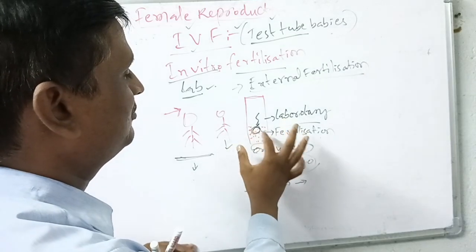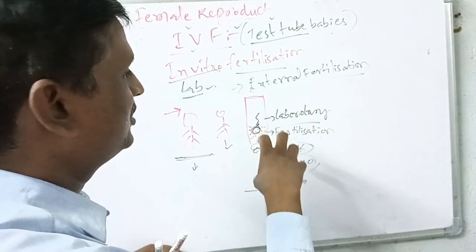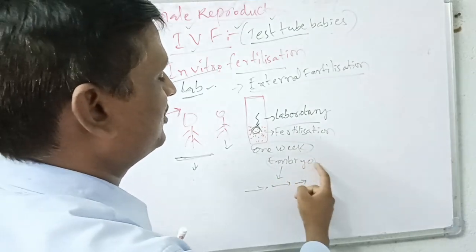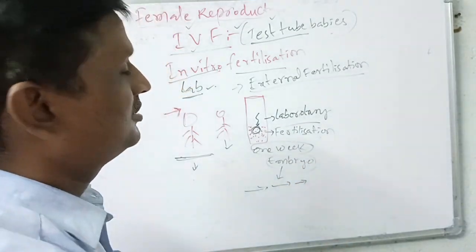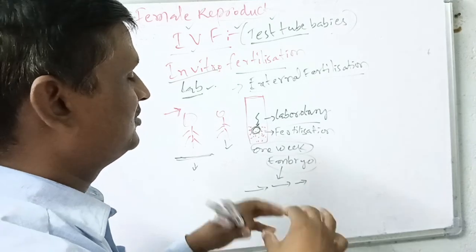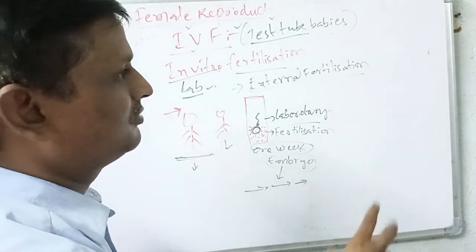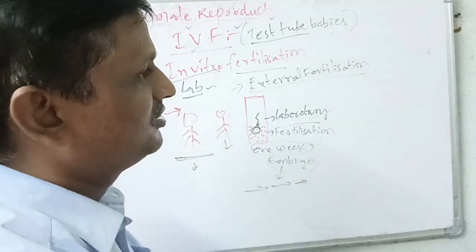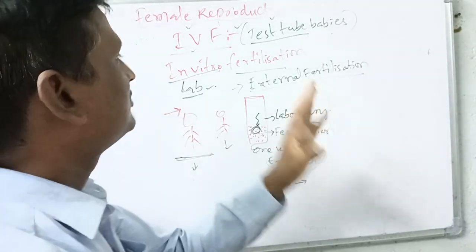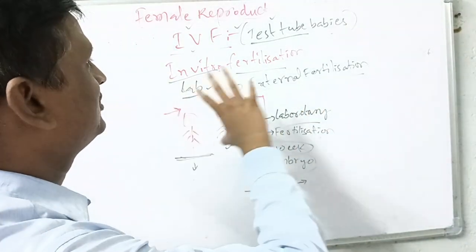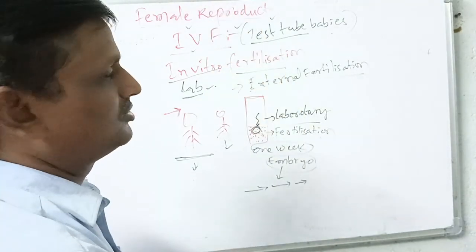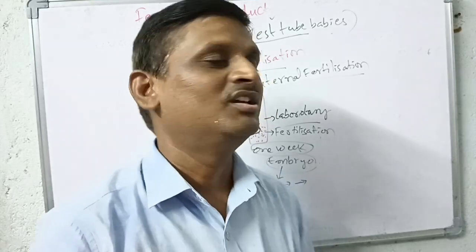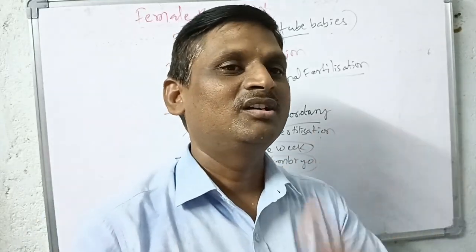After the formation of the zygote, it is allowed to grow in the test tube for 1 week. When it is converted into an embryo, it is transferred to the mother's uterus. Then she can carry the pregnancy and go on carrying the child. After 270 to 280 days, she can give birth to the child. If they get children through this process, they are called test tube babies. This process is known as IVF. So this is all about the female reproductive system and IVF.